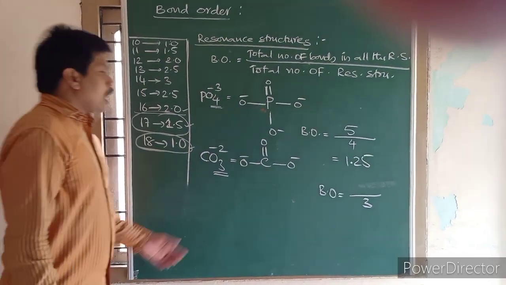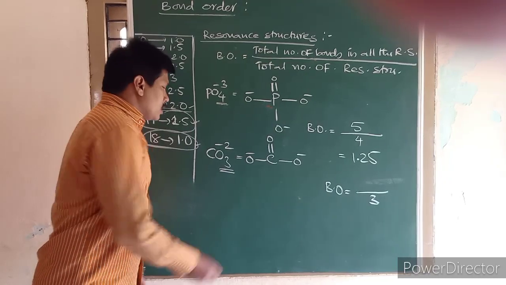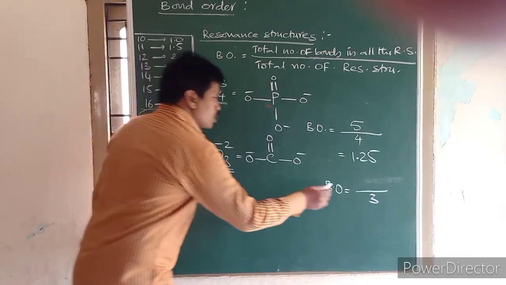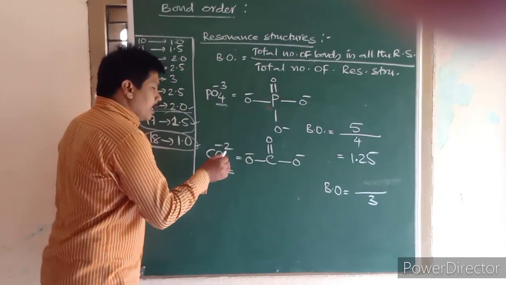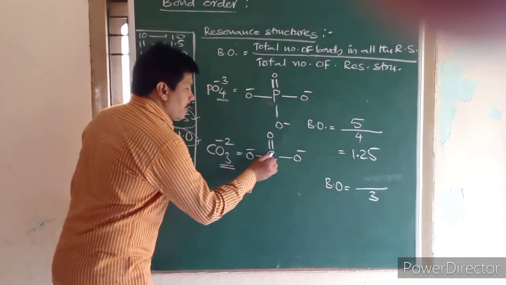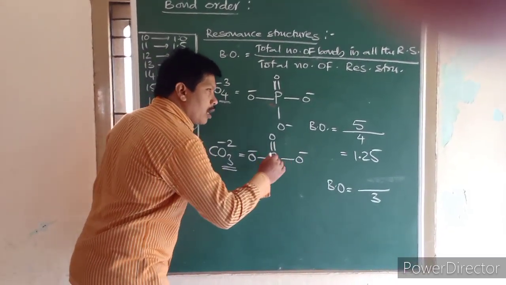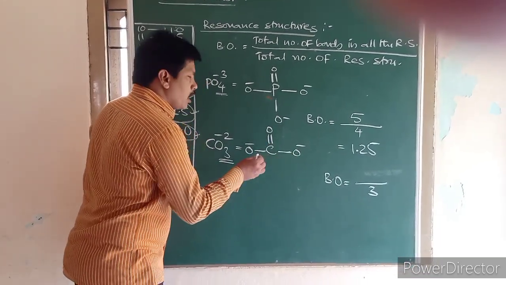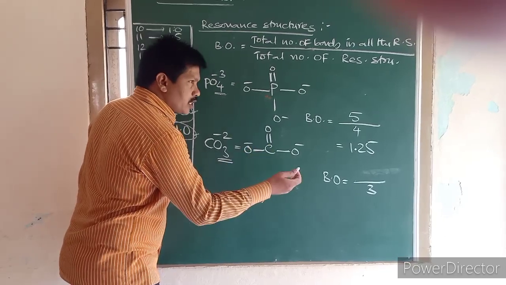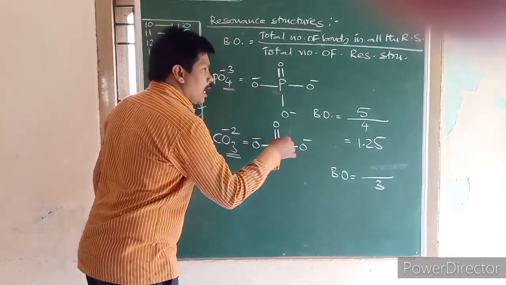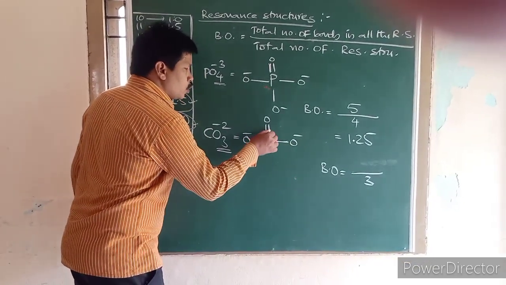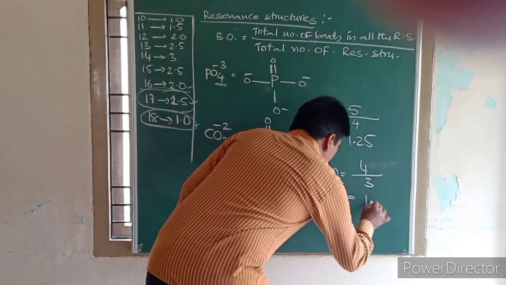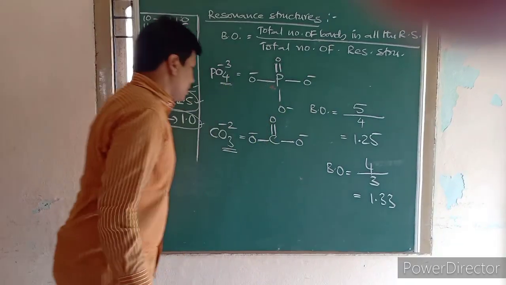In this carbonate ion, the total number of oxygen atoms is 3, that's why its number of resonance structures is 3, and the number of bonds between carbon and oxygen in all the resonance structures is 1 in one structure, and another one in another structure, and a double bond in the other structure. That's why 1, 2, 3, 4, 4 by 3, that becomes equal to 1.33 like this.